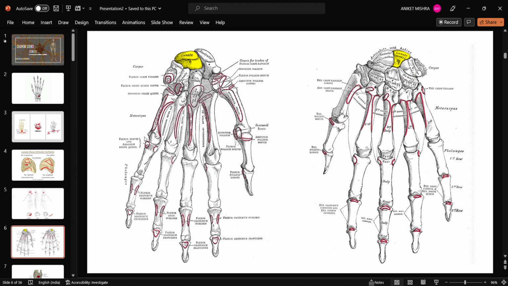If we talk about its blood supply, the dorsal intercarpal and radiocarpal arches supply blood to the lunate and form a plexus of vessels located directly over the lunate dorsal pole, and vessels enter the dorsal aspect of the lunate through foramina.